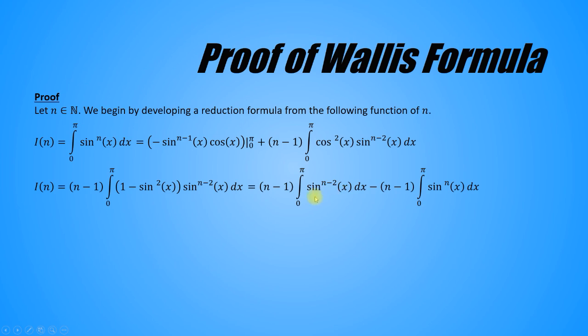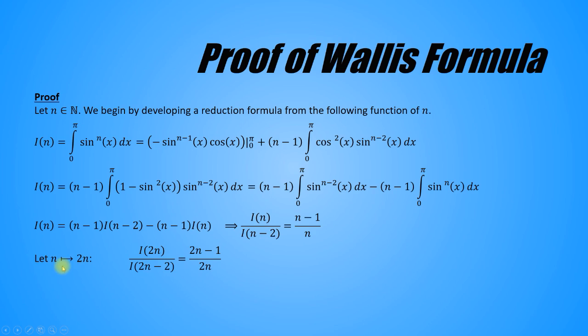Now this integral is I of n minus 2, and this integral is I of n. And so we'll make those substitutions. From this, we can deduce that I of n over I of n minus 2 is equal to n minus 1 over n. Next, we're going to deduce 2 useful variations of this proportion, one for when the argument of I is even, and one for when it's odd.